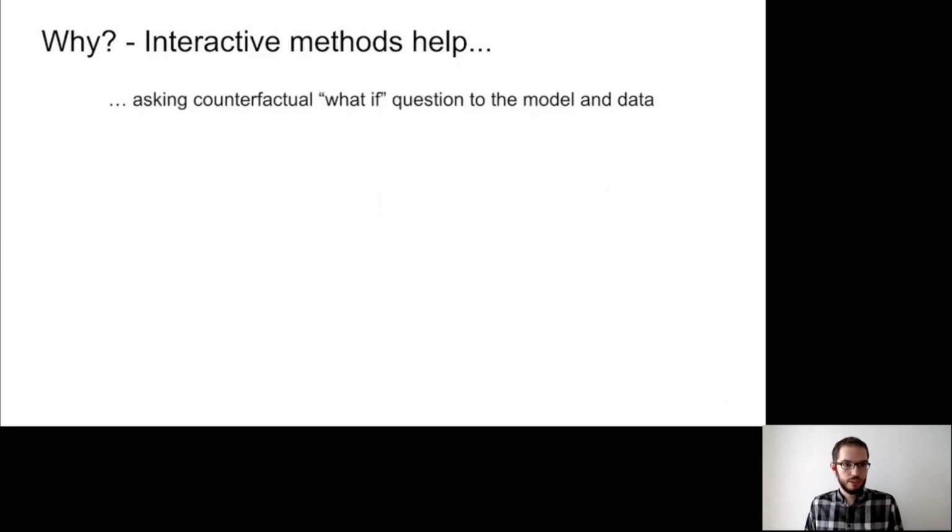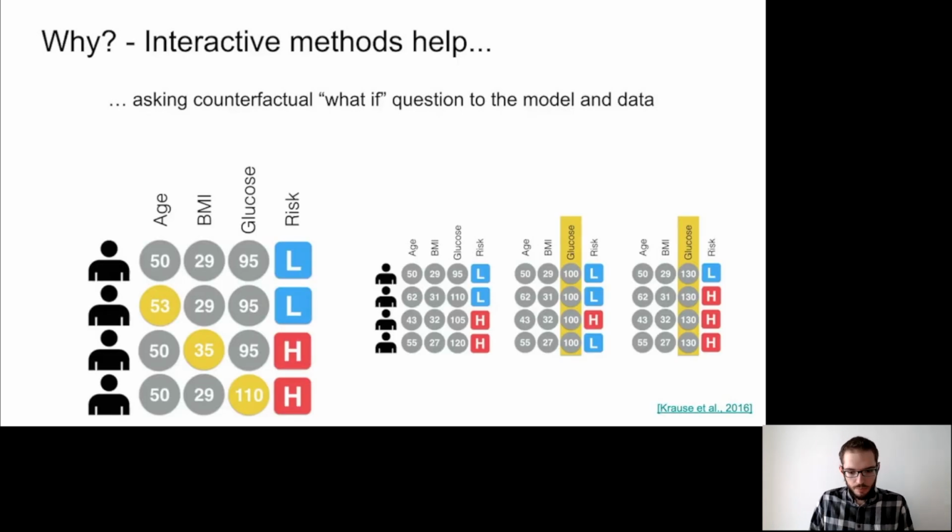The third advantage of interactive methods is that it can help by asking counterfactual questions, as in, what if this feature was not there, or what if this feature was different? Another example here is that we have a classifier for the risk of diabetes onset. In this case, we have three different features. We have the age, we have the BMI, and we have the glucose level of an individual.